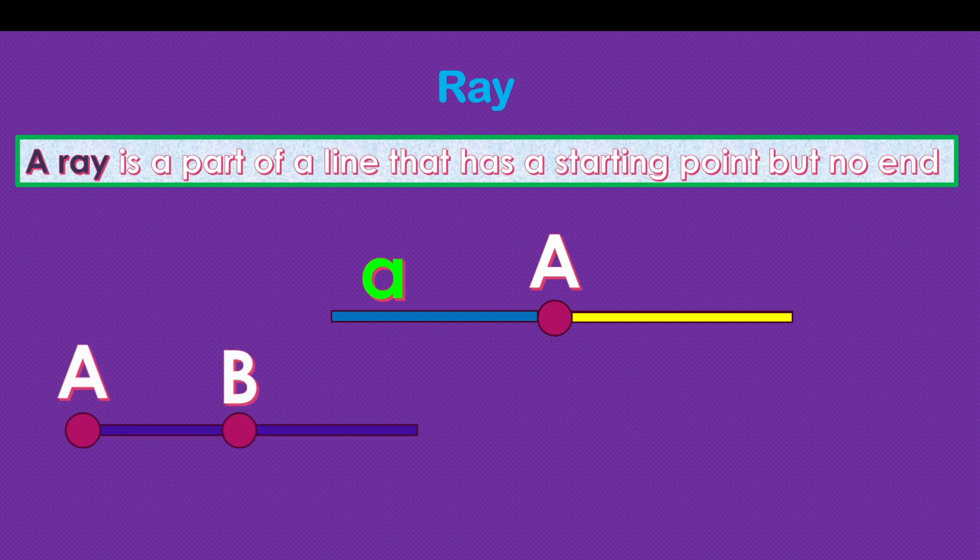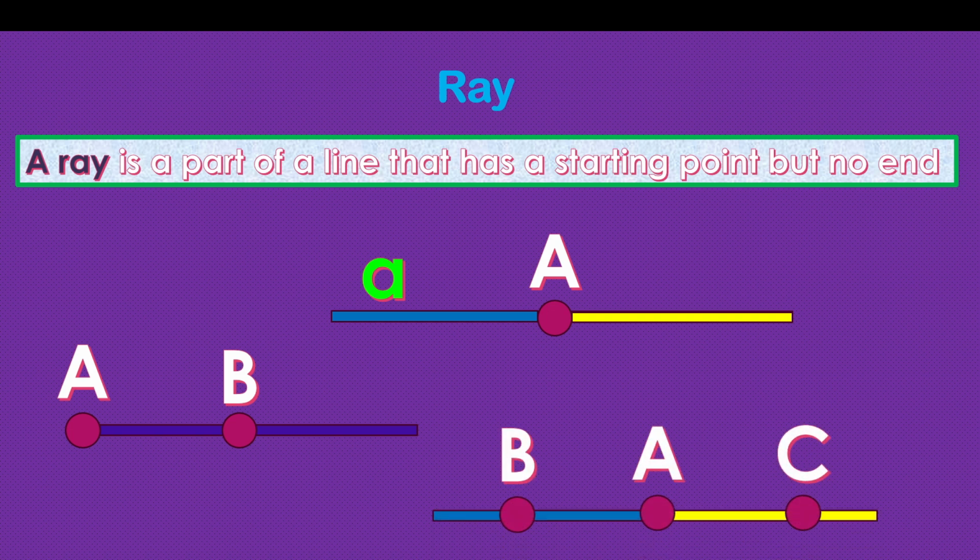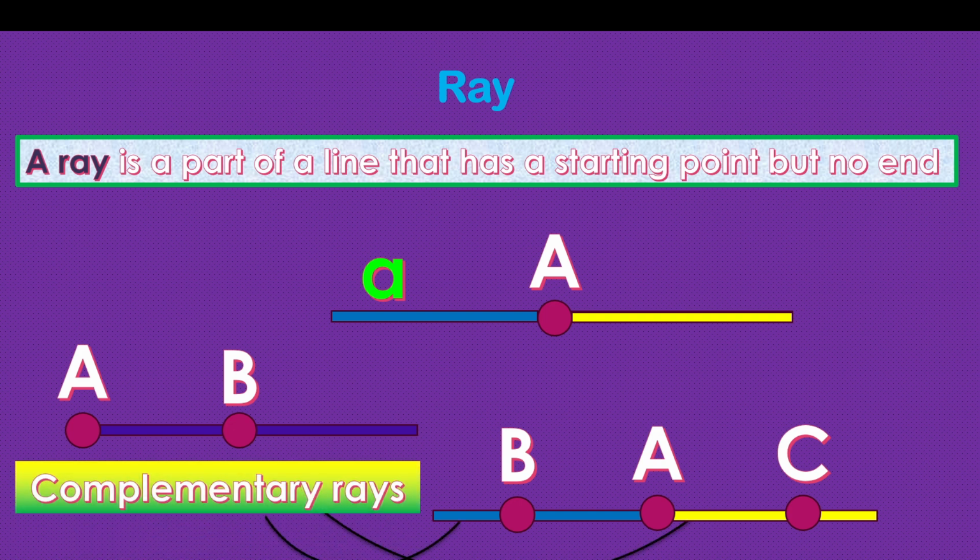Rays are denoted by 2 capital Latin letters, the first of which is the beginning of the ray, and the second is an arbitrary point located on the ray. Let's demonstrate the ray AB. If 2 rays have a common beginning and form a line, then they are called complementary. For example, rays AB and AC have a common beginning at point A and form a line.